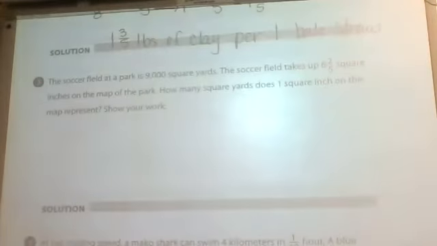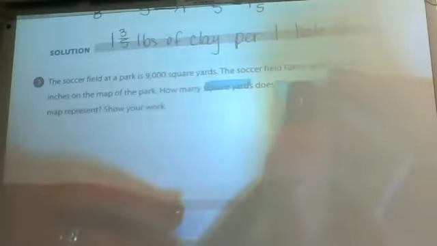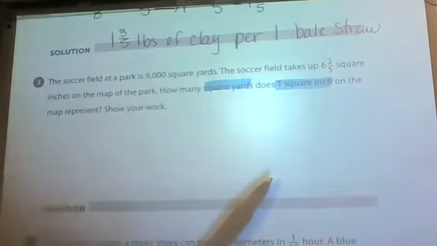Number 3: the soccer field in a park is 9,000 square yards. The soccer field takes up 6 2/5 square inches on the map of the park. How many square yards does 1 square inch on the map represent? So how many square yards does 1 square inch take up?